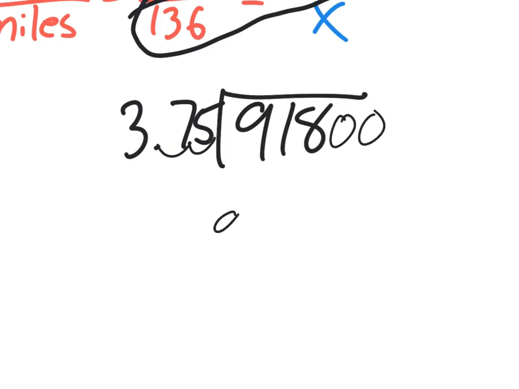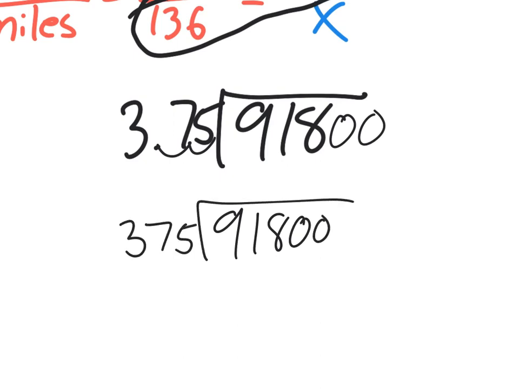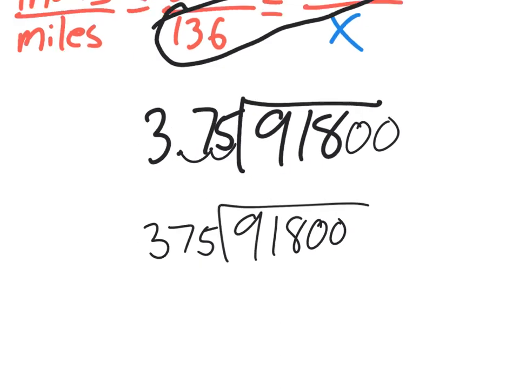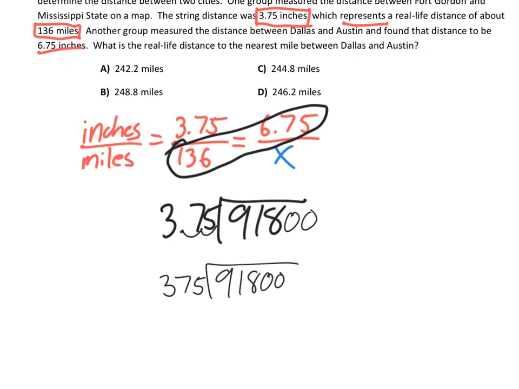So really what you're doing is you're doing 91800 divided by 375. So that one's pretty rough. Hopefully it looks like you're only going to go out to 1 decimal place just looking at your answers. So I'm going to do this in the calculator real quick because we got to get this done. And this comes out to 244.8. So our answer choice would be C.